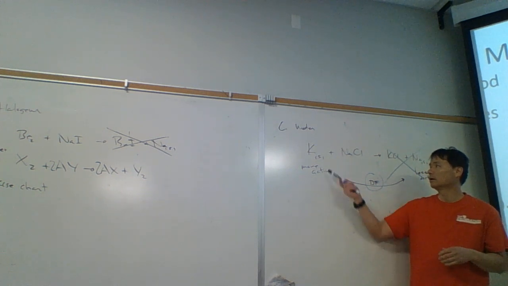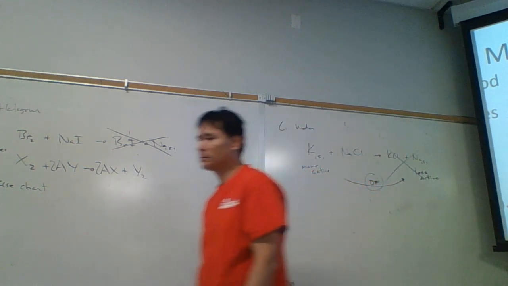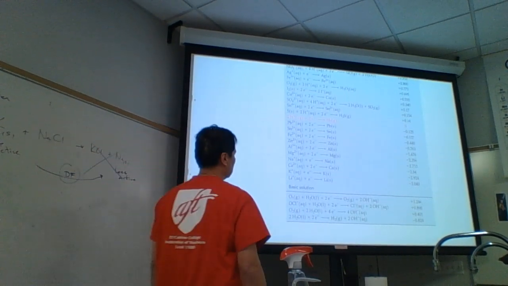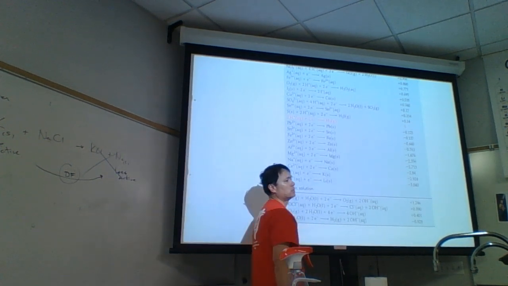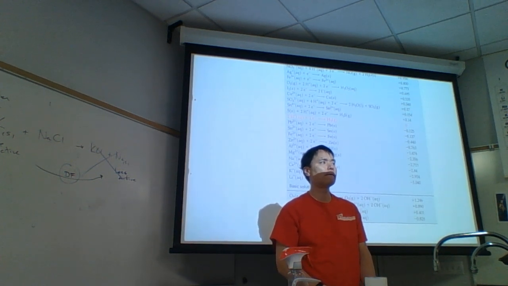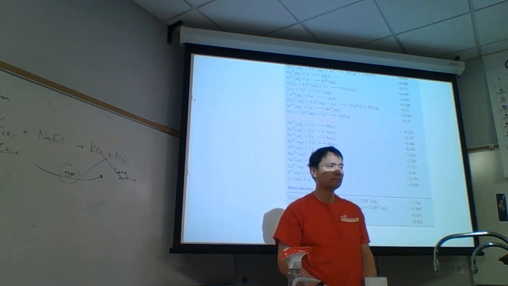What is special about potassium metal? Well, it's a metal, an alkali metal. If you know this chart, what is the strongest, most powerful reducer on this chart? Lithium, and then potassium. So potassium is very powerful, which means it's very reactive.